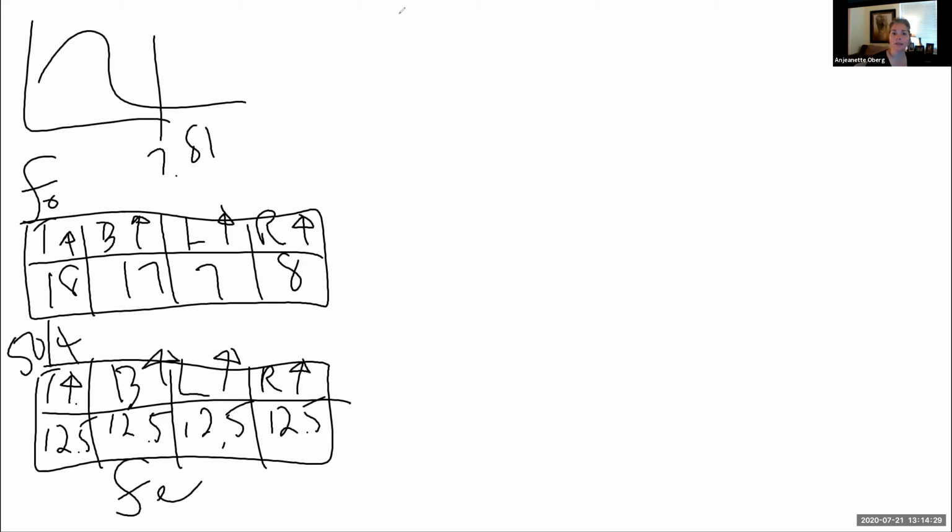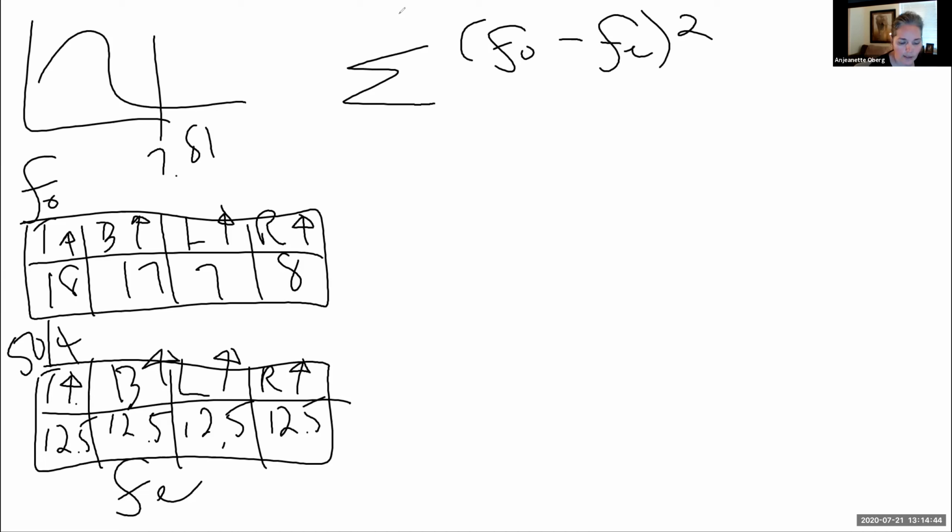And what we're doing now is comparing our observed to our expected. So our formula for chi-square is the sum of your observed minus your expected squared, over your expected. So we have to do that for each category. So this is the sum of this for category 1, top up, plus this for category 2, bottom up, plus this for category 3, left up, and then plus this for category 4, right up. So we literally have to calculate it.